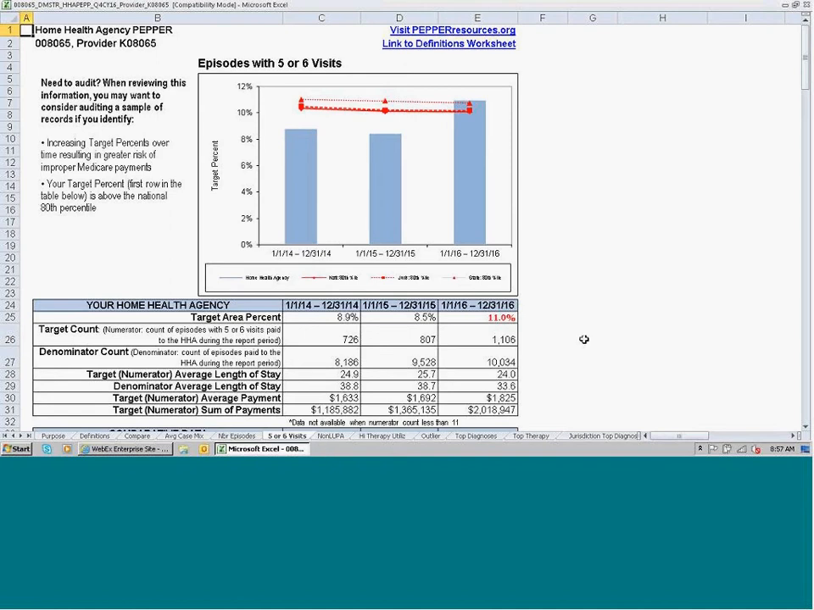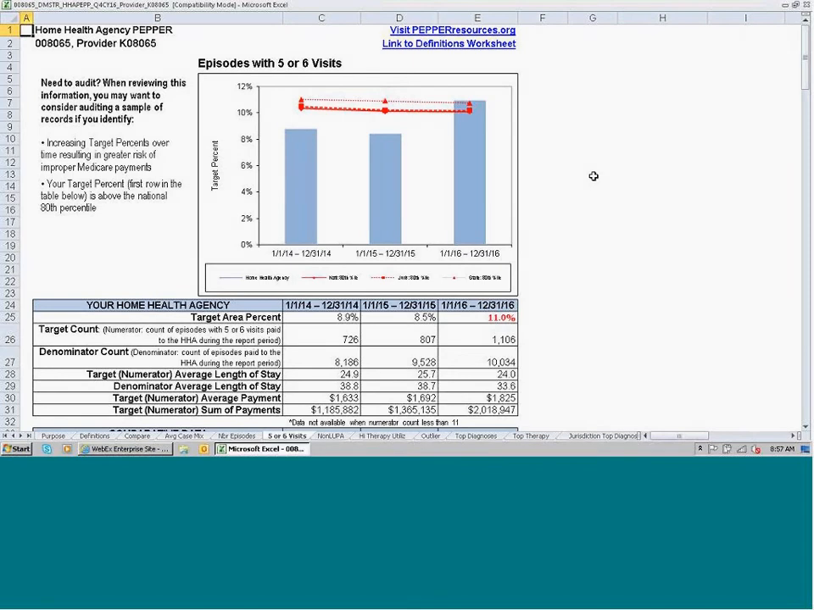I should say also that I always encourage providers, when they see something like this where there's an increase or a decrease in their target area statistics over time, to come together and think about what are some of the sources that could be resulting in this change. What are some of the causes? Has there been a change in patient population? Have we had some change in our referral sources? Have there been staffing changes, whether that be clinical, physicians? Have there been staffing changes in coding or billing?